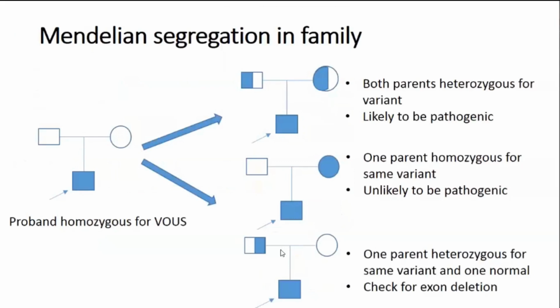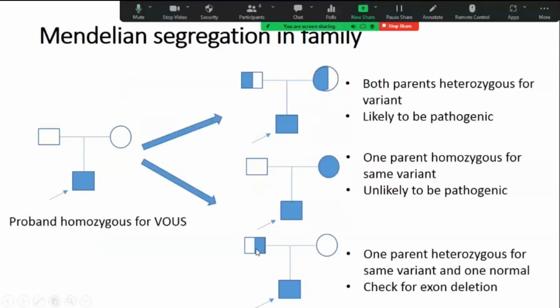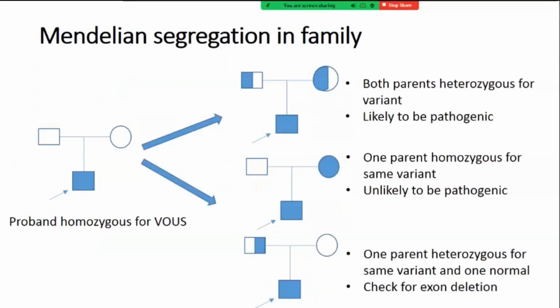So here it is not possible to be X-linked because father is a carrier. Unlikely to be pathogenic. In an X-linked recessive condition, when we do the segregation study, we want to know whether this variant is pathogenic or not. That's what I'm saying. In X-linked, you will not get a clue because mother is not a carrier.